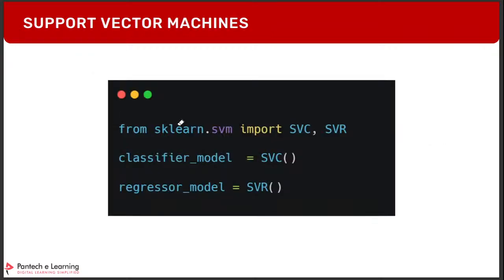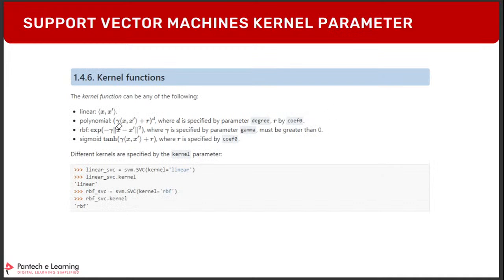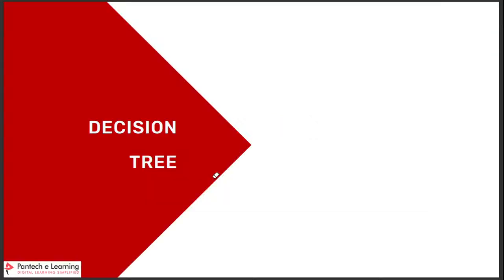And to get your support vector machine, you can import the support vector classifier as well as the regressor from sklearn.svm. You can import SVC, which is the classifier, and SVR, which is the regressor. And the kernel is a hyperparameter which you can optimize for getting the additional plane for nonlinear data.